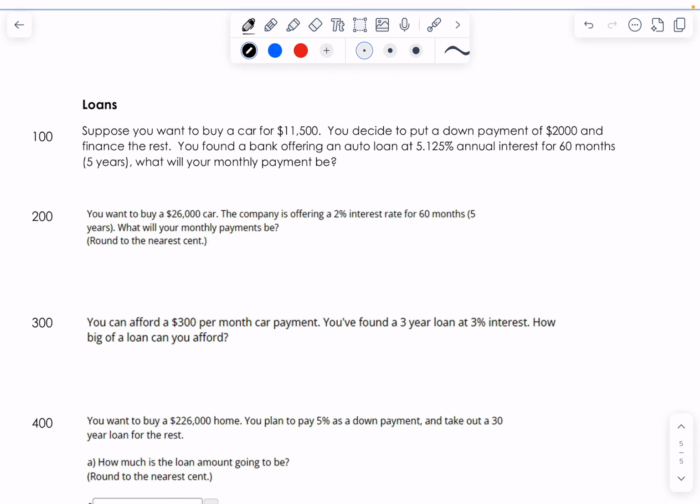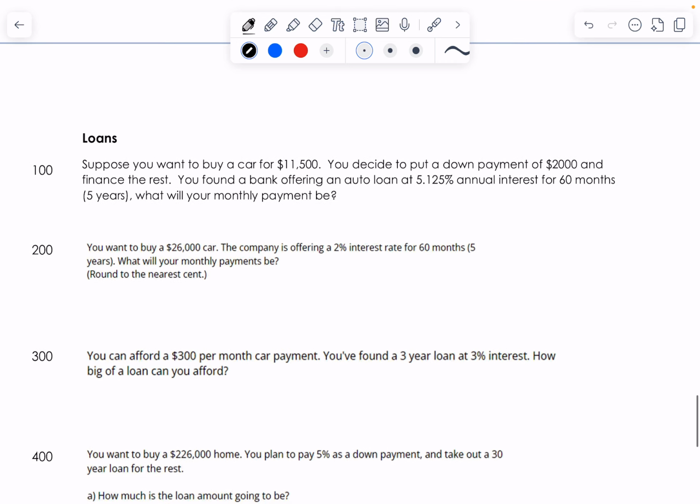And then the last section is loans. So for loans, this is using the last formula as well. And some of these have a down payment. So you could put a down payment down on a house, or you could put a down payment down on a car, and that reduces the amount of the loan.